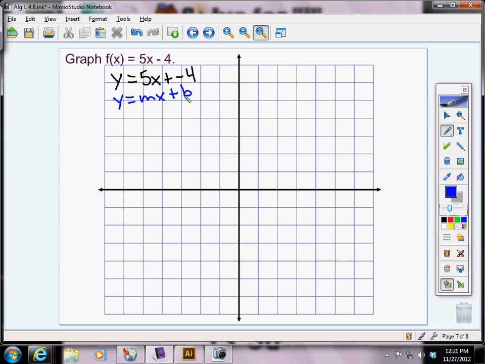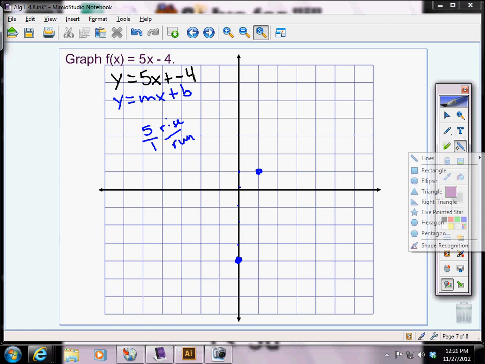So we graph just like we've been graphing. What is my y-intercept? Negative 4. So I come down here to negative 4 and put a dot. What is my slope? 5, so we'll write it as 5 over 1 for rise over run. And I rise 5: 1, 2, 3, 4, 5, and I run 1. There's my new point.